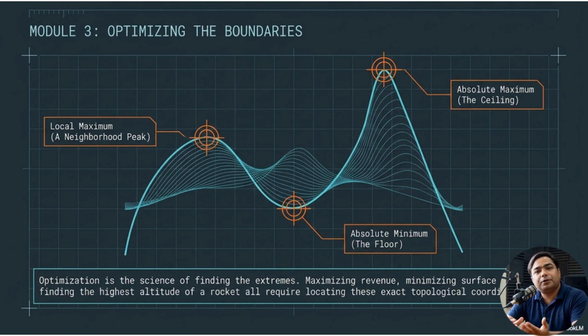Another point is the absolute maximum. It is the highest point in the entire domain. Similarly, the lowest point in the entire domain is the absolute minimum.